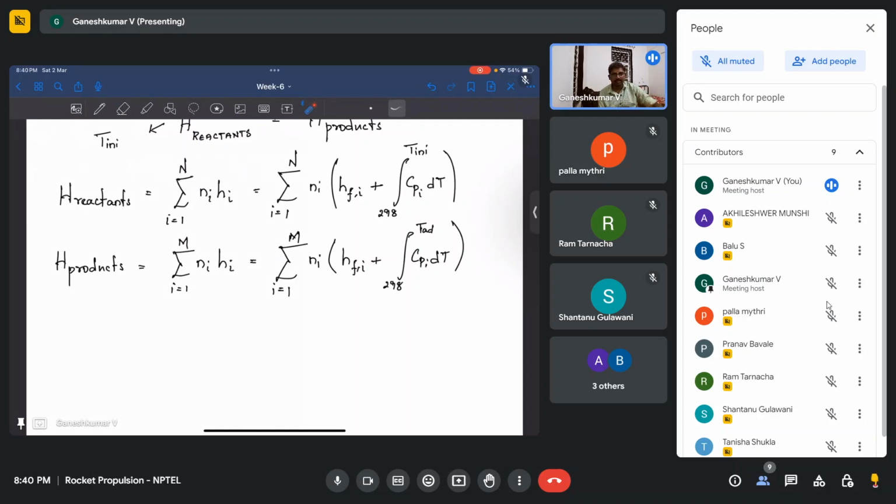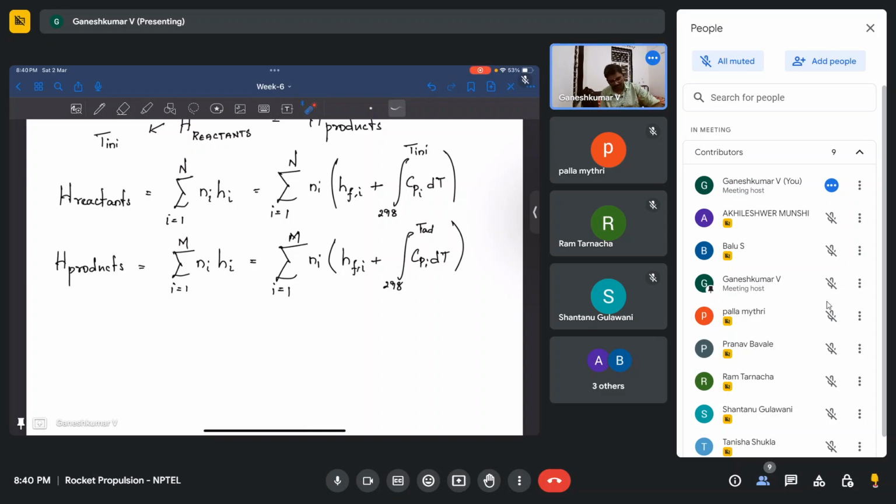So to find the adiabatic flame temperature, you need not really find the enthalpy of reaction. Probably in the lectures you might have noticed that we first find the enthalpy of combustion or enthalpy of reaction, delta Hc, and then find the sensible enthalpy difference to get the adiabatic flame temperature. That formula and this formula are more or less the same.